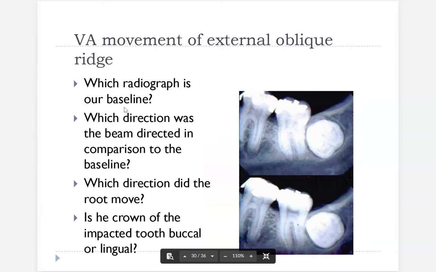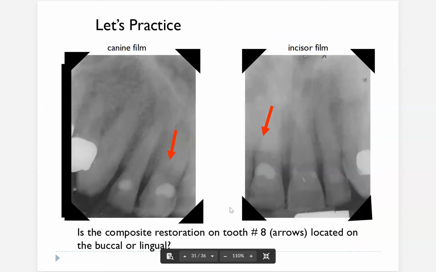So which radiograph is our baseline? Between these two pictures, it's kind of a guess, but I would take this lower one as the baseline, and then we would look to see which direction the external oblique ridge moved. Well, it moved up. Now also, can we see something that has changed with this impacted molar? Yes, we can see the roots also moved up. So because the roots moved with the external oblique ridge, we know that those roots are facing more buccal and the crown is facing more lingual.